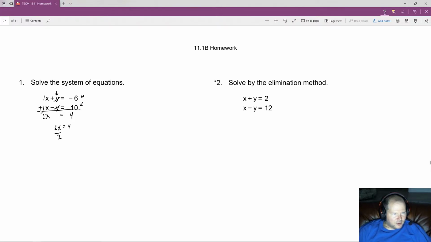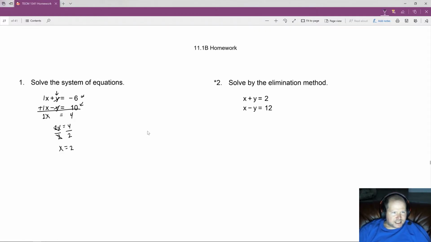So now the way we finish solving for x is we undo the multiplication of x by 2 by dividing by 2, and whatever we do to one side, we do to the other. And that gives me x is equal to 2. Now we're not done at this point. We still have to go back and solve for y.